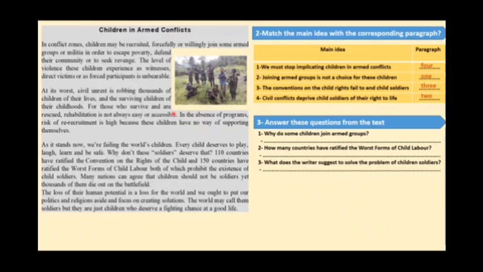Why do some children join armed groups? I'm looking here for why, the reason. Question number 2. How many countries have ratified the worst form of child labor? How many? By number. Question number 3. What does the writer suggest to solve the problem of children soldiers? Suggestions as solutions.